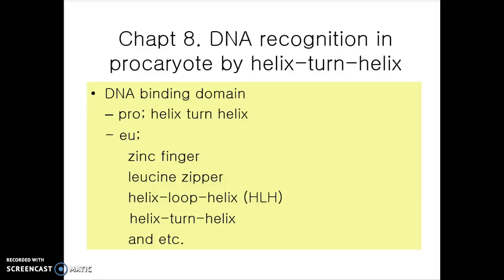Proteins that regulate DNA transcription recognize specific DNA sequences through discrete DNA binding domains. These domains are, in general, relatively small, less than 100 amino acid residues. Many prokaryotic DNA binding domains contain a helix-turn-helix motif.